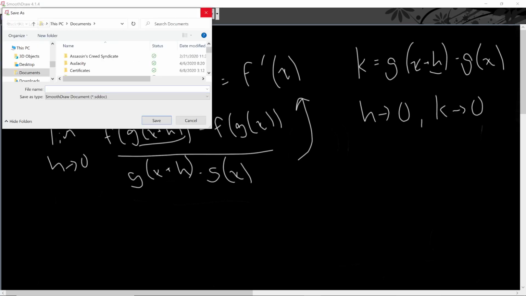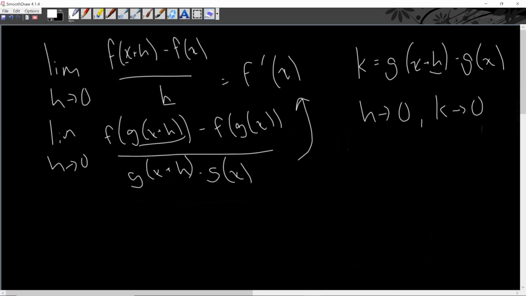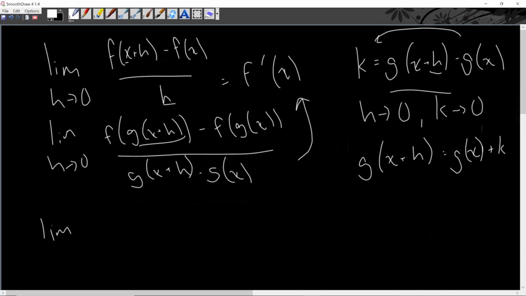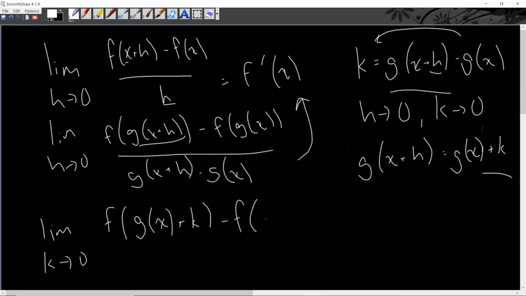And so if we try and solve for g of x plus h, let's just bring this g of x to the other side, or add it to the other side, and we would have g of x plus k. Alright. And then from here, let's just plug everything in. As h approaches 0, k is approaching 0, so let's write that down. And then this will be f of g of x plus h, which again we said is g of x plus k, minus f of g of x all over k.